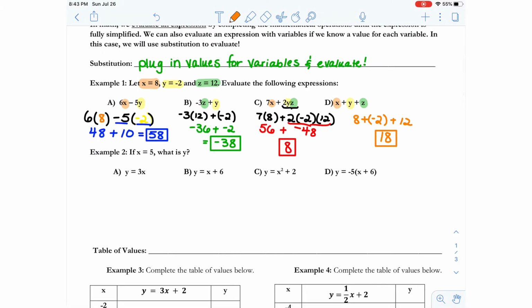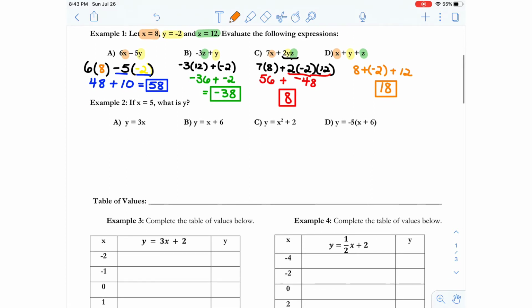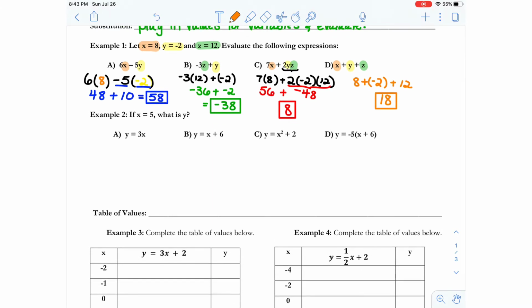So that's it, guys. That's plugging in, and that's the main type of substitution. There's two other kinds of examples that I have here, so we're going to quickly go through those and we'll call it a day.